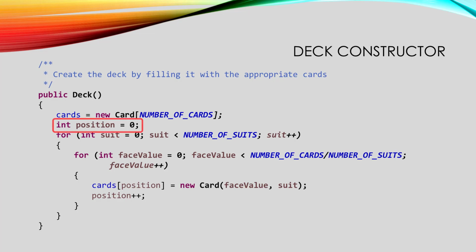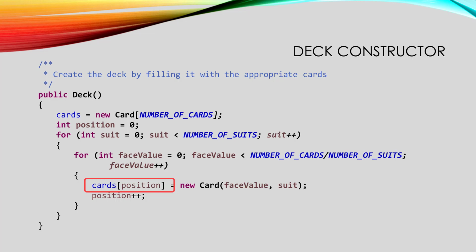The only thing we haven't explained is that variable named position. It starts at 0, and it gets incremented every time we create a card. What it's doing is keeping track of where in the cards array the next card we create should go. That's why the results of the calls to the constructor are stored in cards sub position. The first card will go in position 0, the second into position 1, and so on.